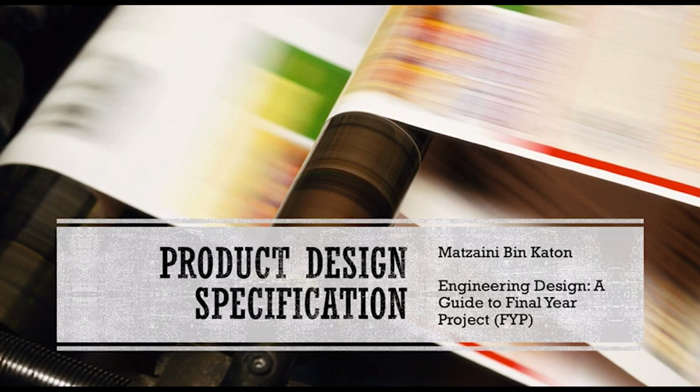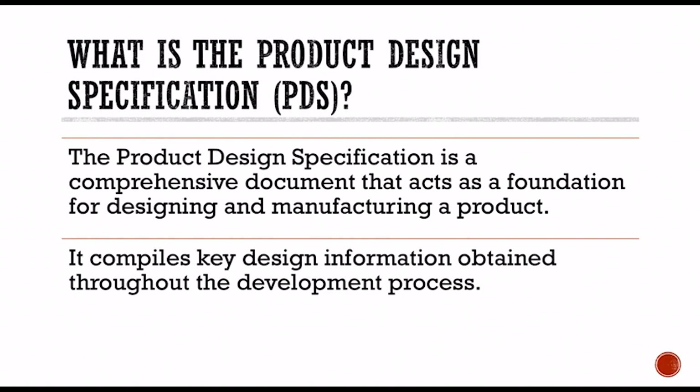In this video, we will discuss the product design specification in mechanical engineering design. First of all, what is product design specification, or in short, PDS? Product design specification is a comprehensive document which acts as a foundation for designing and manufacturing a product. It also compiles key design information obtained through the development process.